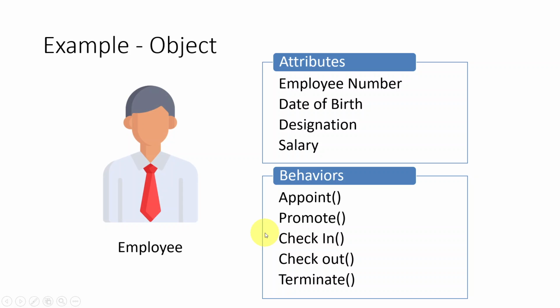So let's take some examples, starting with a living physical object, say employee. It all depends on which context we are using it in. For example, these are some typical attributes for an employee: an employee number, date of birth, maybe designation, salary. And maybe we are interested in behaviors like appoint, promote, check in and check out if we are interested in the attendance, and maybe the termination of the employment.